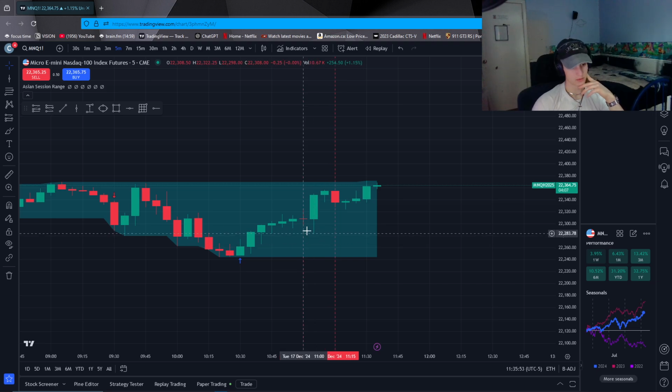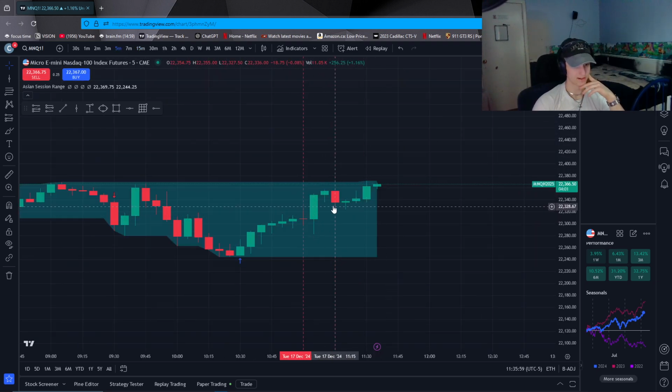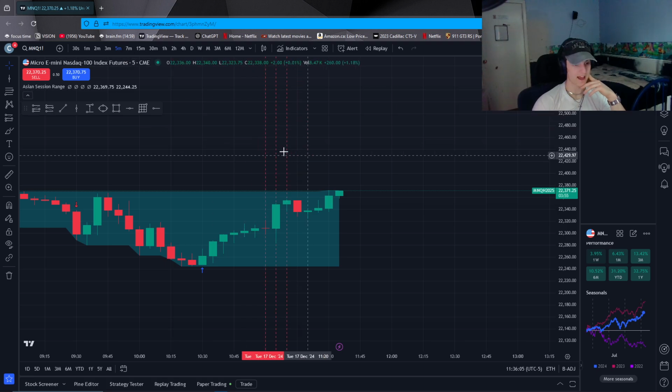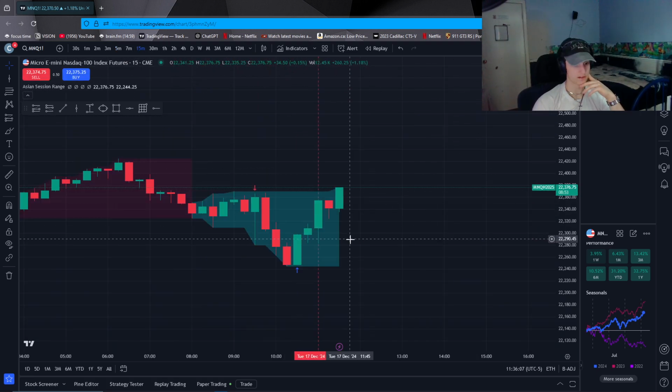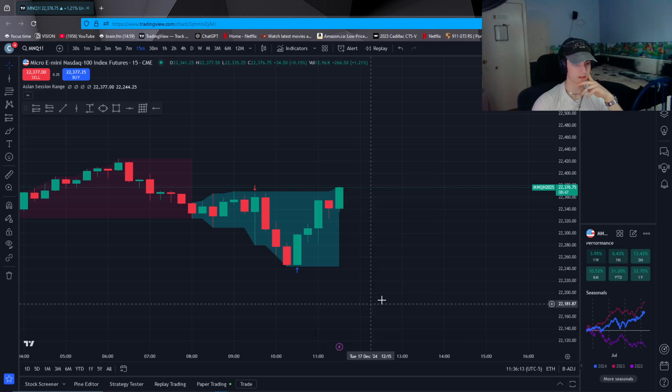You see 1, 2, 3. They fit in, hold on. Let me do 11. These 3 candles, these 3 5-minute candles, fit inside this 11 a.m. 15-minute candle. I keep saying that, right?